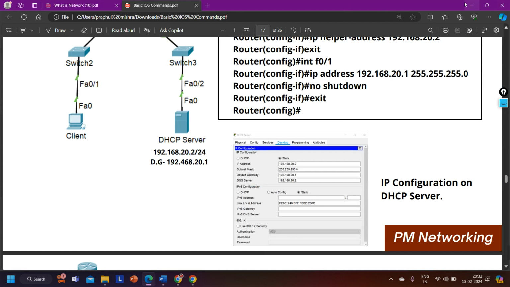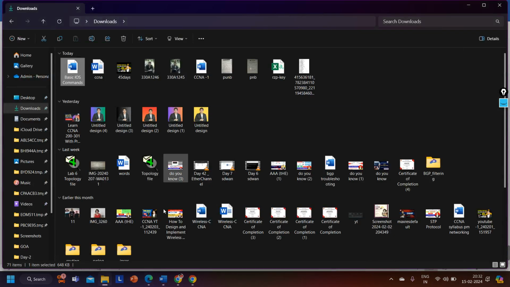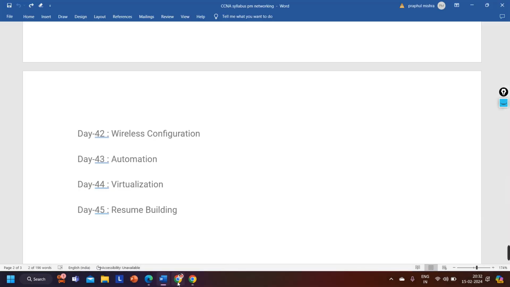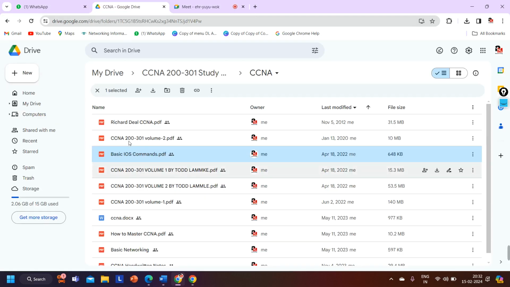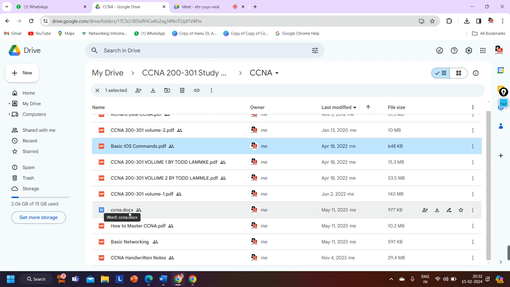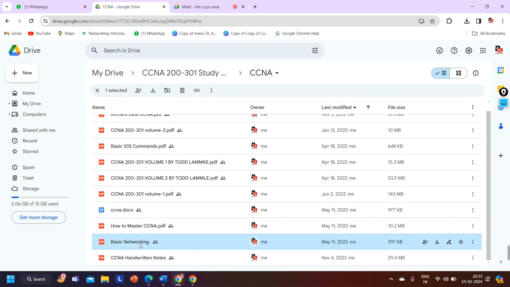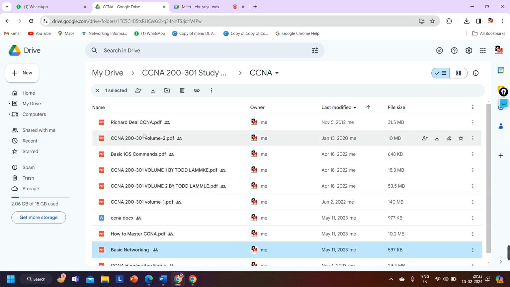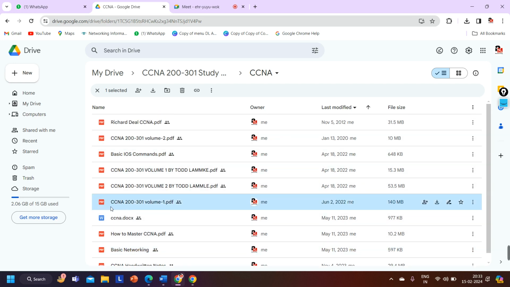So for now, you need to download only these two notes from the drive. This one, basic IOS command and CCNA docs. If you want, you can download how to master CCNA, and this one also basic networking. This is also important. Fine. Then guys, after some time you can download this one, CCNA volume 1, CCNA volume 2. But maybe now if you will start reading this book, it will be complicated for you to understand.